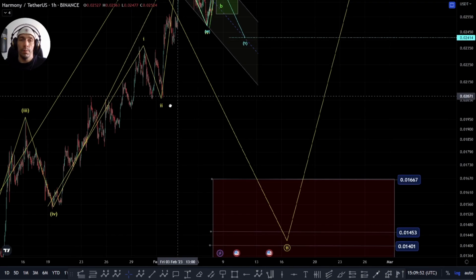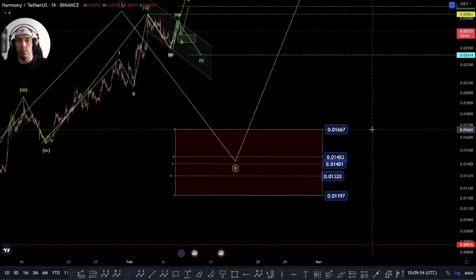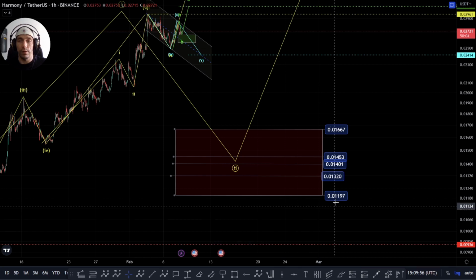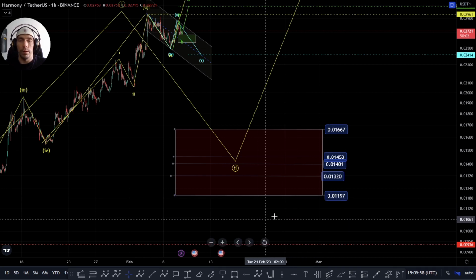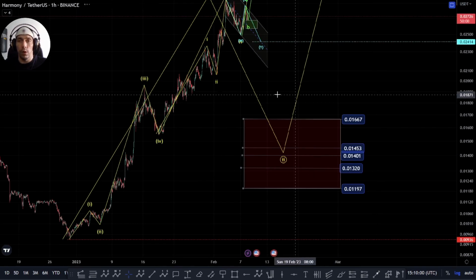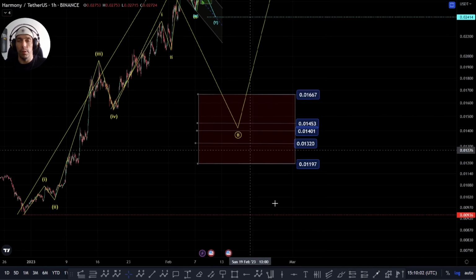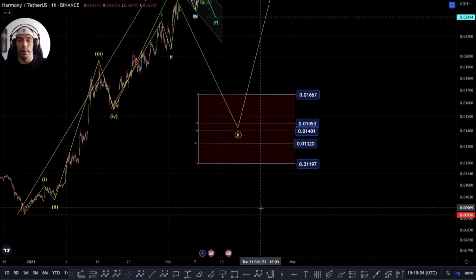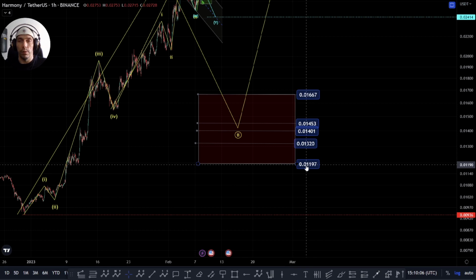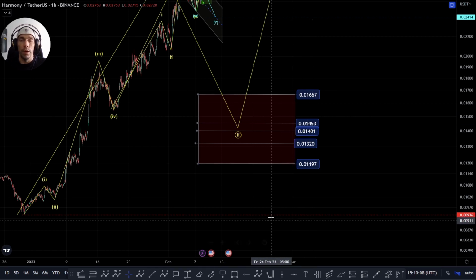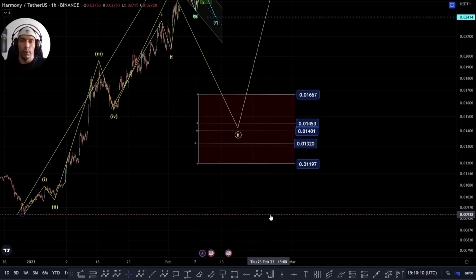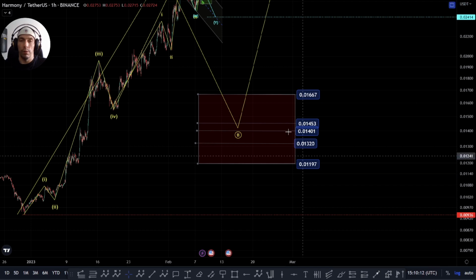If we do break down deeper here, this would be the zone we're looking for, that support 1667 to this 1197 area. If we fail to hold this zone, though, I would be looking for that continuation. If we lose this lower range of this 1197, it becomes more likely that actually we're going to take out this 936 zone.